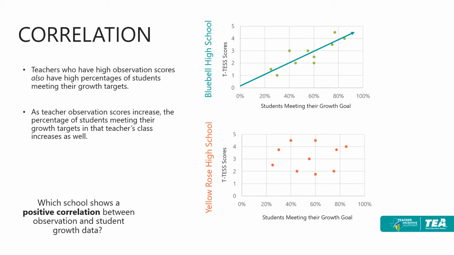In comparison, at Yellow Rose High School, there does not appear to be much correlation between a teacher's Ttest score and the percentage of students meeting their growth target. Notice how one teacher had a Ttest score of 4.5 and 40% of that teacher's students met their growth goal. Let's compare that to this teacher whose Ttest score was 2.0 and almost 80% of that teacher's students met their growth goal. Something isn't adding up here. Your goal is for your district's observation data to look more like Bluebell High School's data than Yellow Rose's data.